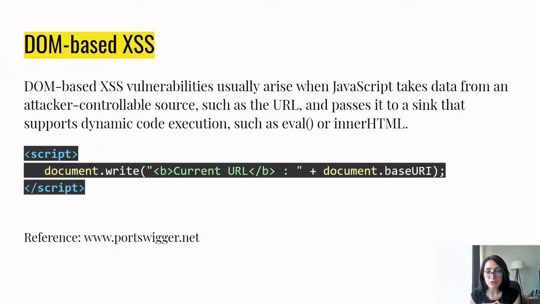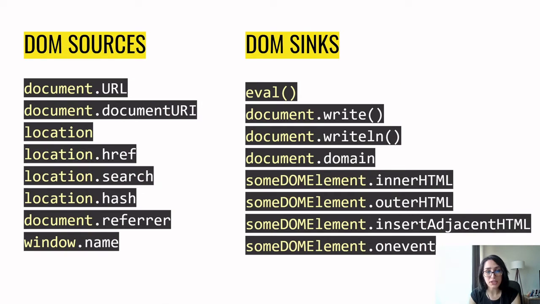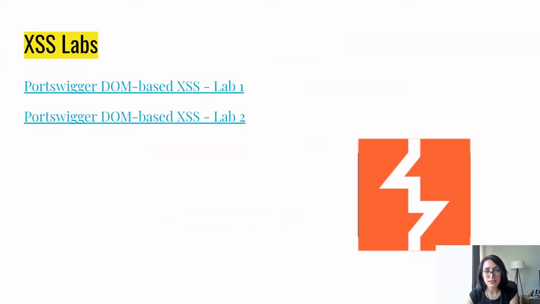And instead of legitimate input, if we input some JavaScript code, it will get executed on the main page. Here are some suspicious DOM sources: document.URL, baseURI, href, search, hash, referrer, and name. Whenever we have these DOM sinks inside of our code, and we get this information exactly from the DOM sources without any input validation, it means that our website is vulnerable to DOM-based XSS.